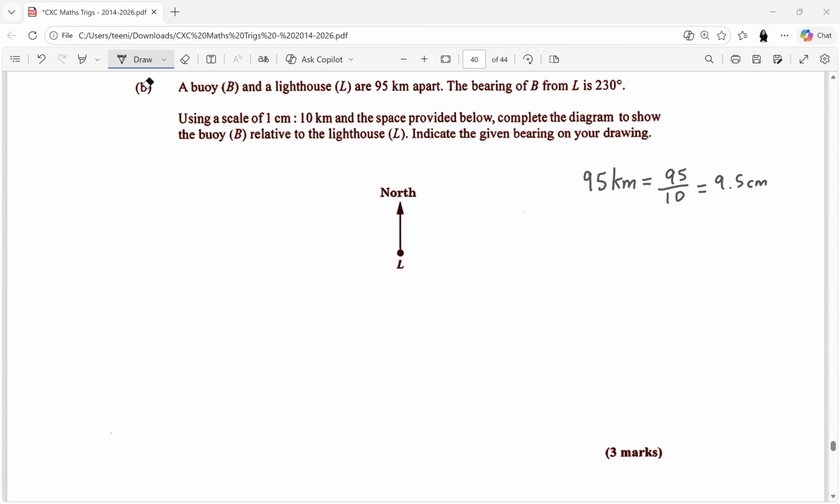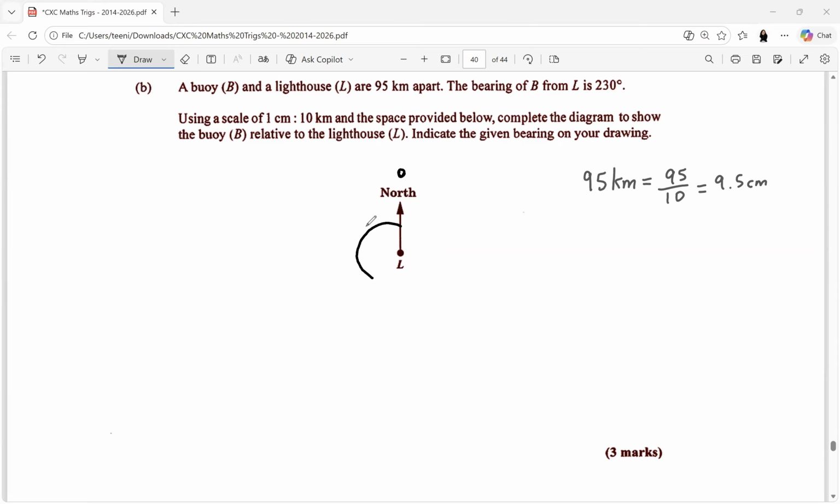So if you're looking at the bearing of B from L as 230 degrees, note that your protractor only has 180 degrees. So you want to line up your protractor where this would be 0. And you would read off, this has to be 0, right? So you're going to read off 0.